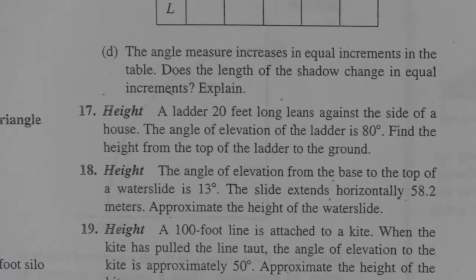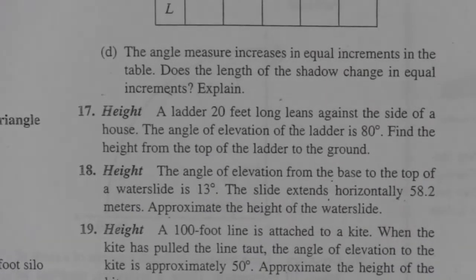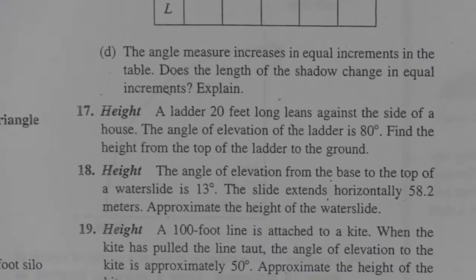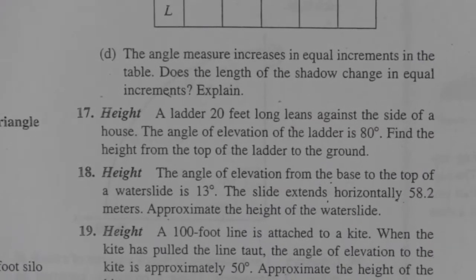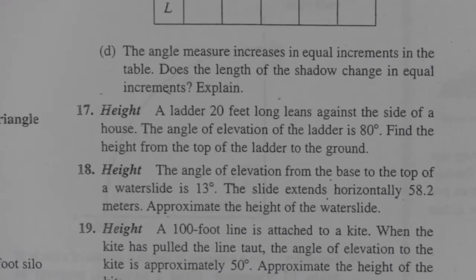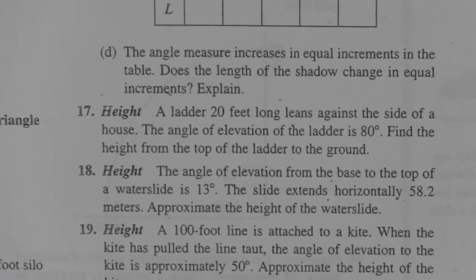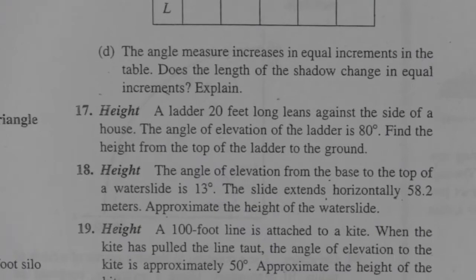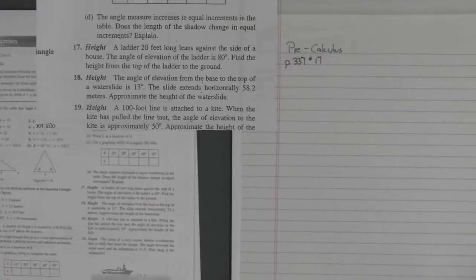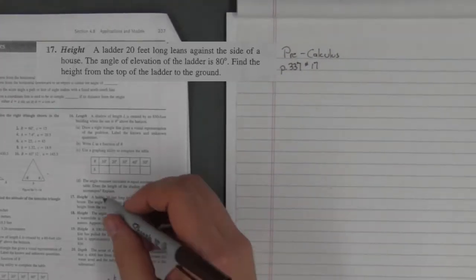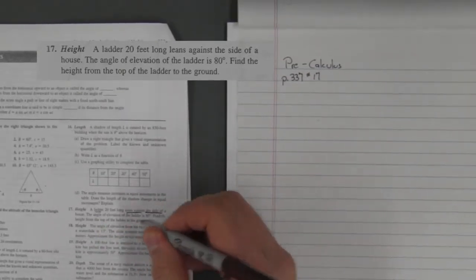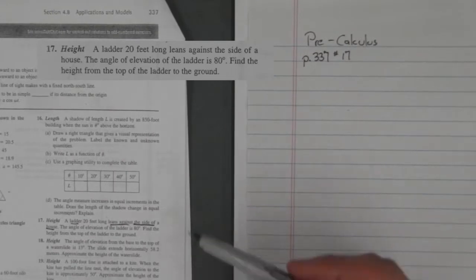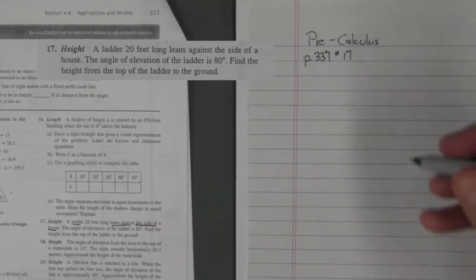Number 17 on page 337, the problem says, a ladder 20 feet long leans against the side of a house. The angle of elevation of the ladder is 80 degrees. Find the height from the top of the ladder to the ground. So in this problem we have a ladder and it's leaning against the side of a house. So I think the first thing that I would do is take that description and draw it.